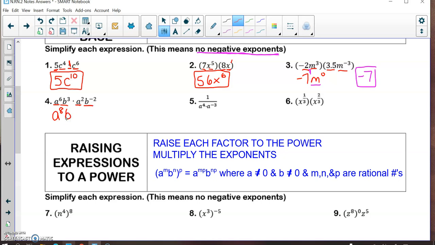A 3 plus a negative 2 is a 1. If you want to write the 1 in, you can. You do not need to, but there's no negative exponents there, so that is fully simplified.